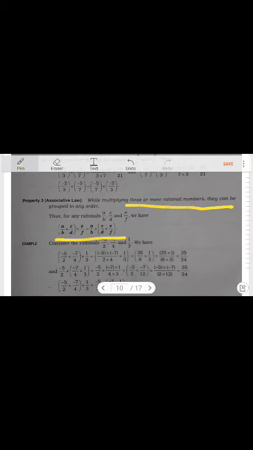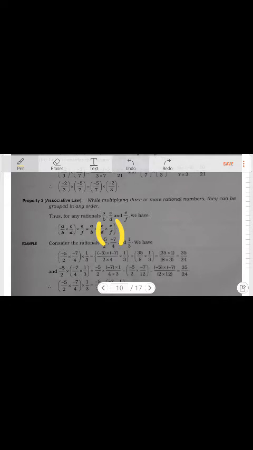So you can see over here, it is thus for any rationals a by b, c by d and e by f. These a by b, c by d and e by f represent three rational numbers. We have a by b into c by d in bracket, that means at first this should be multiplied, then after into e by f, is equal to a by b into c by d into e by f. That means this is in bracket, so here c by d and e by f will be multiplied first.